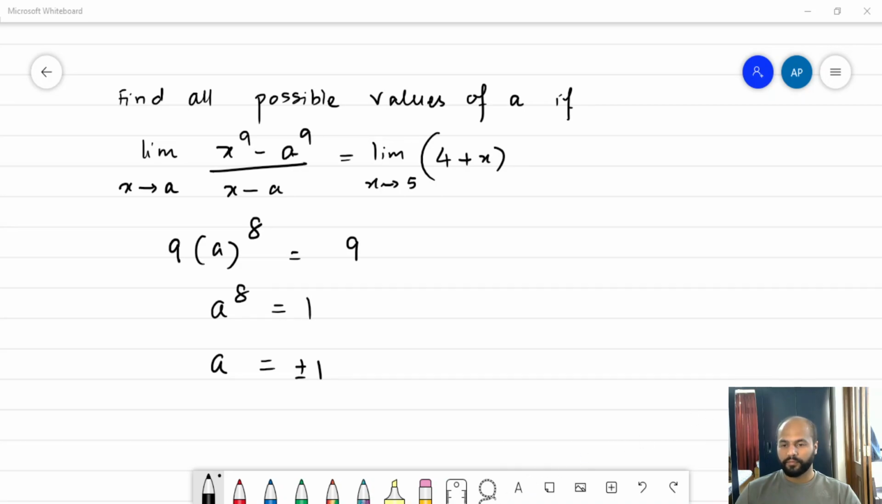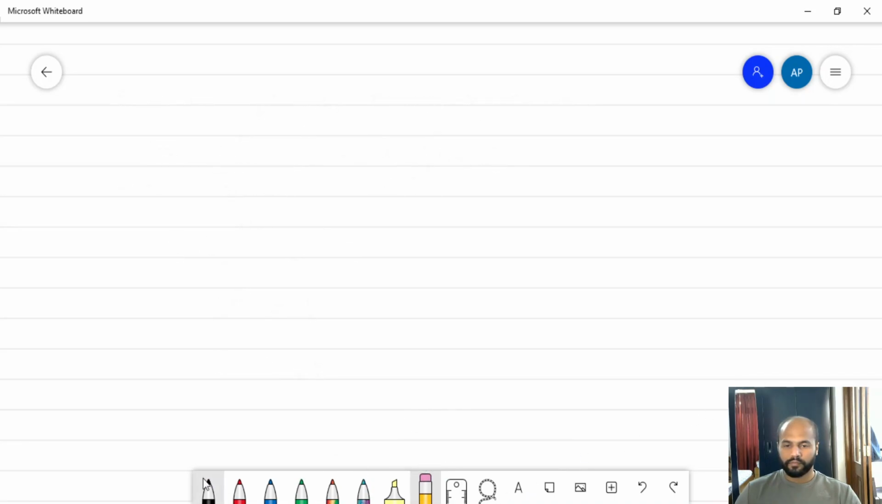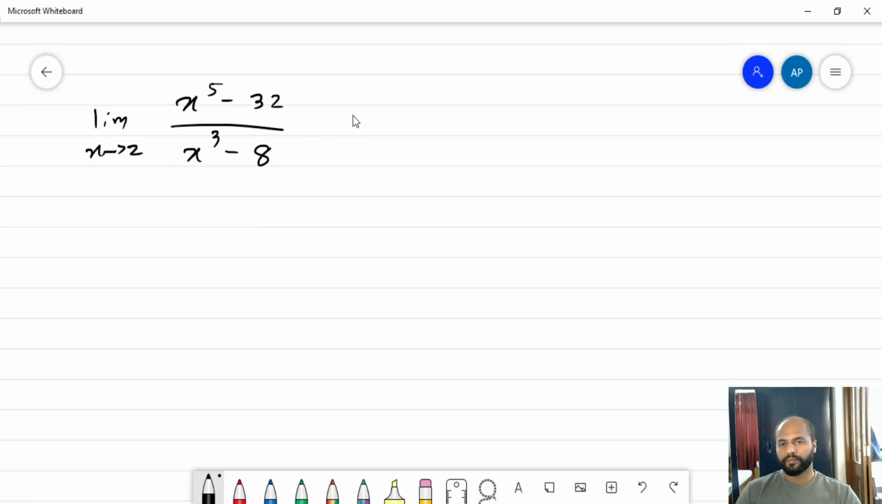Let's take the next problem. So the next problem is something like this: x raised to 5 minus 32 divided by x cube minus 8. That's what is given to us. Limit is x tending to 2. If we put 2 over here, obviously it will be 0 by 0 form. So we can't evaluate it straight away.